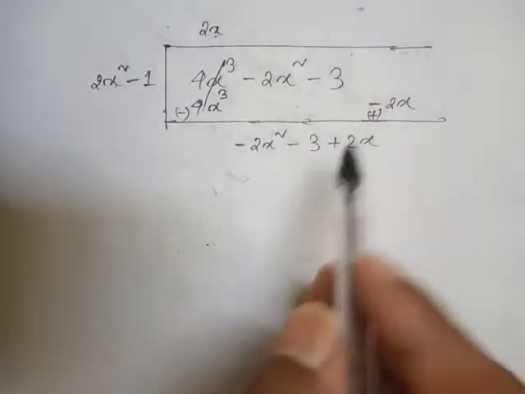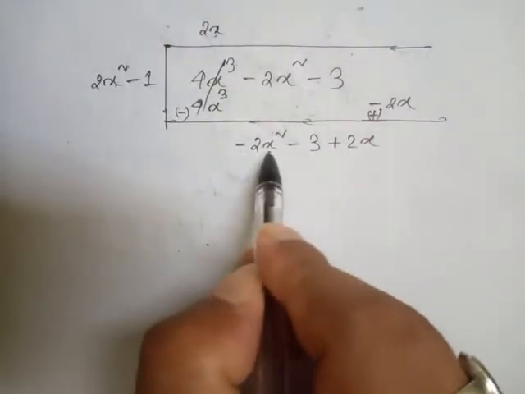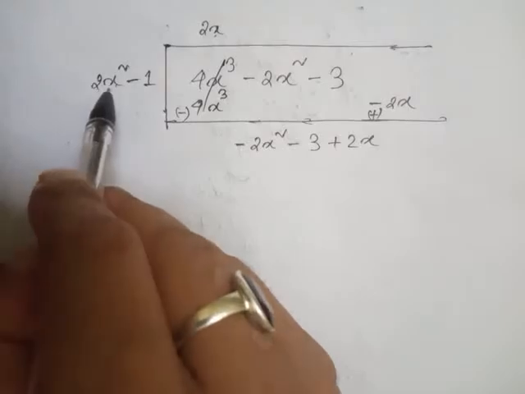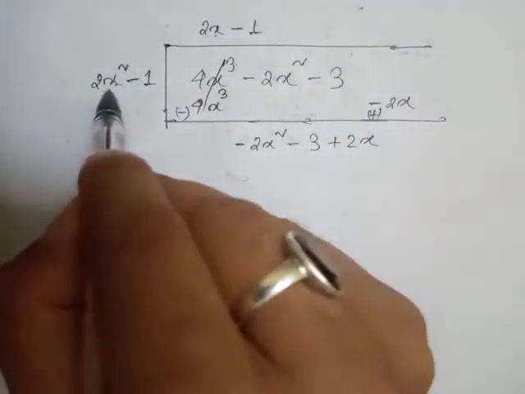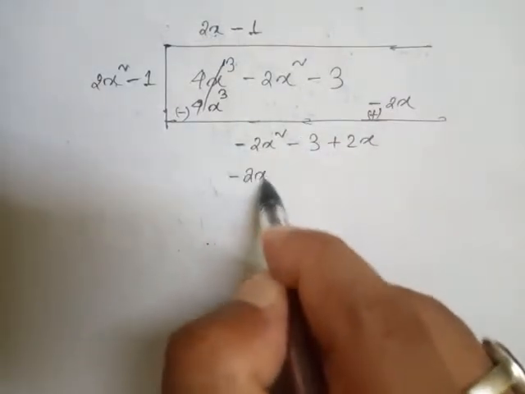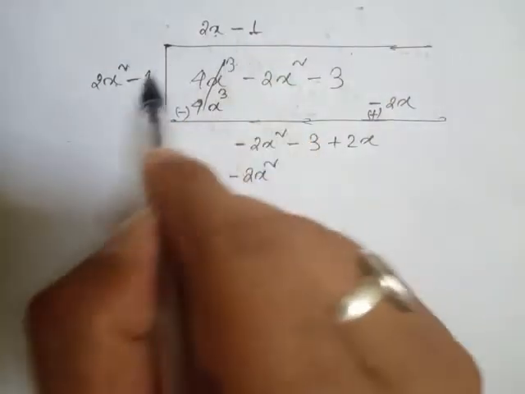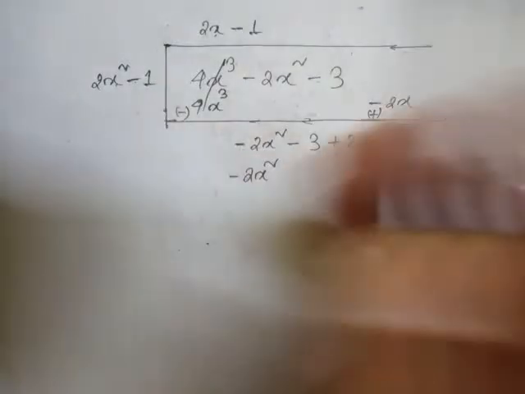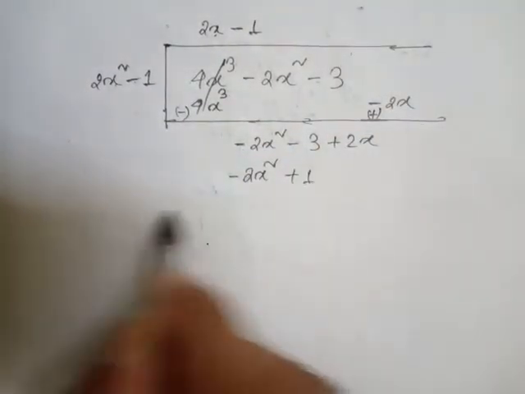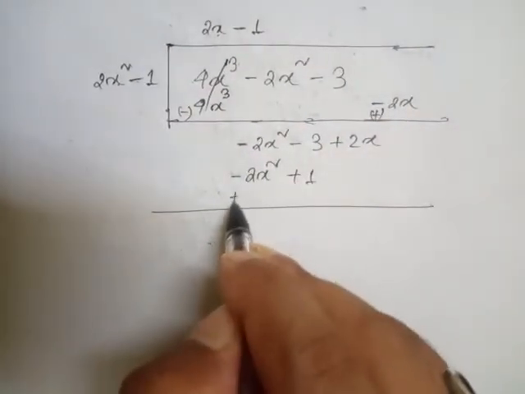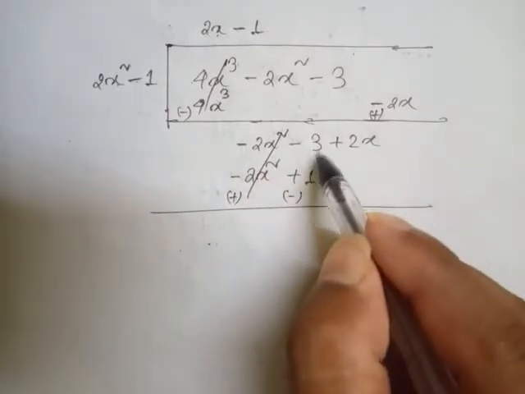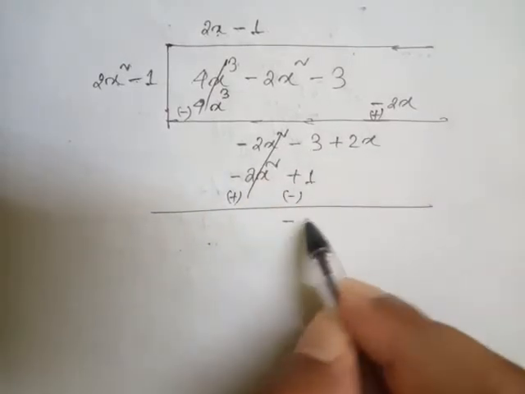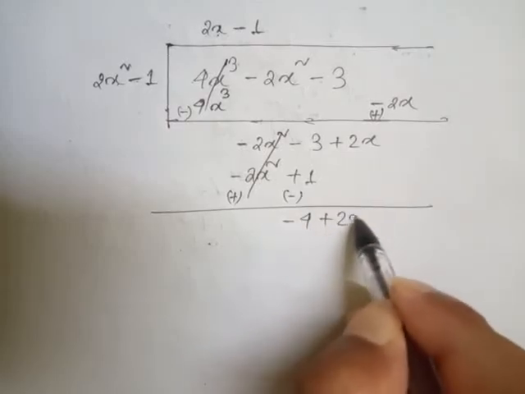Now look, what is the next one? There is minus 2x square and there is only 2x square. So if I put down here minus 1 into 2x square, it becomes minus 2x square, and minus times minus is plus 1, so plus 1 will be here. This sign will change, this sign will change, cancel. Minus 3 minus 1 means minus 4, and plus 2x will be here.